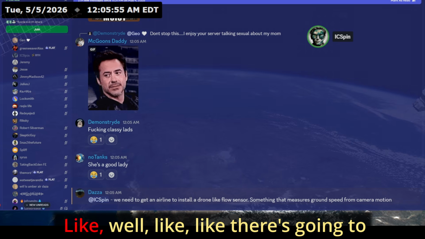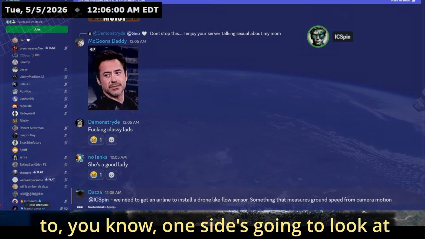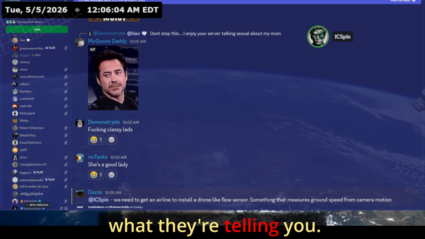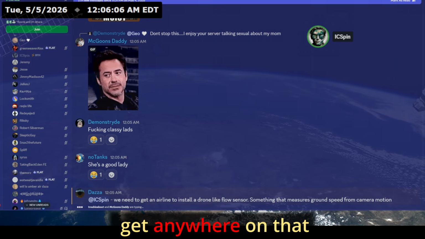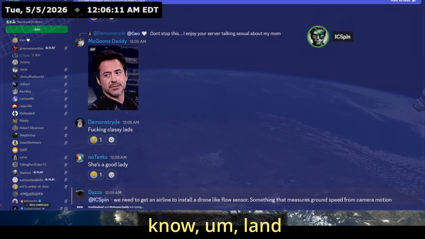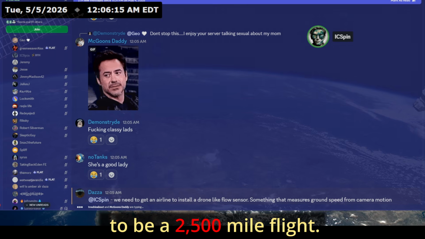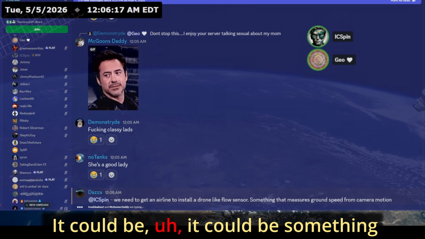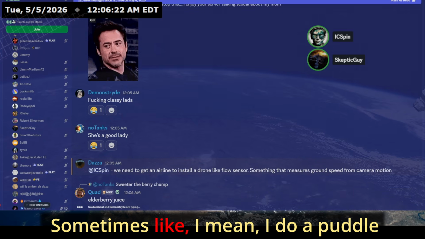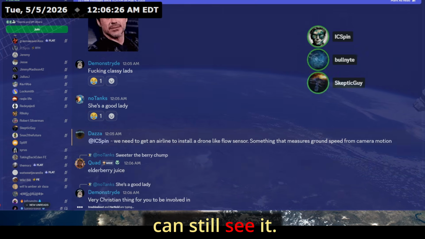I think there's going to be an argument on both sides. One side's going to look at it and say they're just telling you that because that's what they're telling you. I don't think we're going to get anywhere on that argument, but we could definitely point out land structures and that sort of thing, even on a smaller flight. It doesn't have to be a 2,500 mile flight. It could be something that doesn't get up to 40,000 feet. Sometimes I do a puddle jumper and it gets up to like 29,000 feet, and we can still see all the cities.